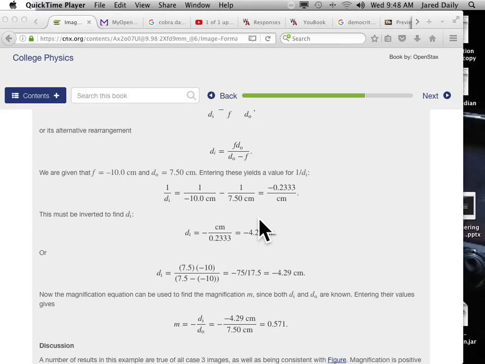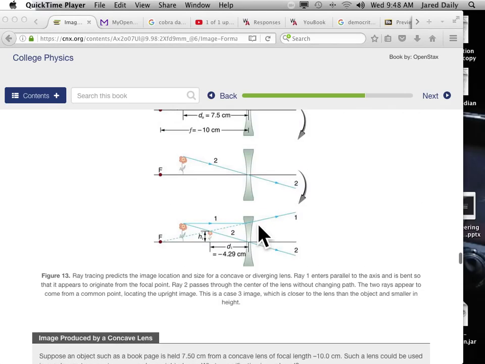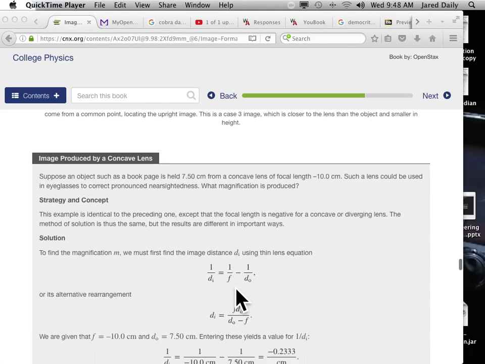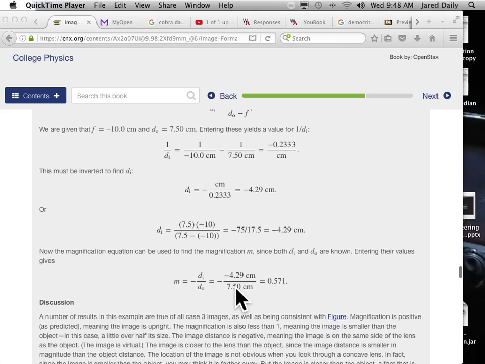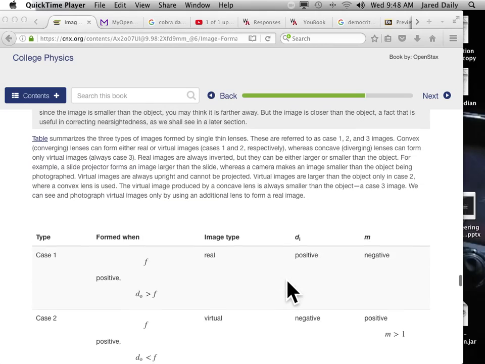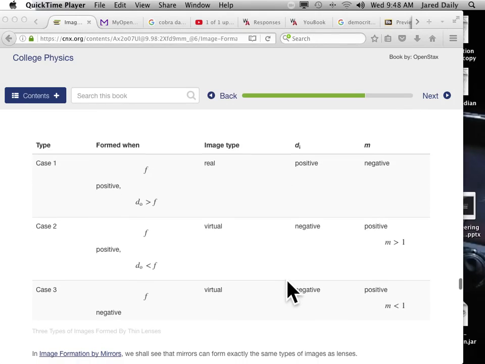The image is actually focused in closer than the object, just like in this example here. The image is closer than the object. That is that example, in fact. And it is going to be magnified 0.571, which means it's going to be demagnified. It's going to be less than 1, so it's about half the size. And that is what's going on.